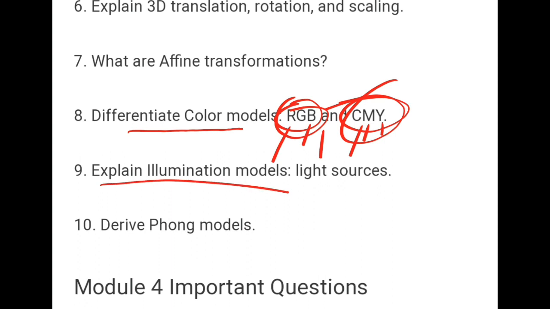Then, explain the illumination models, light sources. What are the different models in light sources? There are three: ambient, diffuse and specular, I'm not remembering exactly, but that is what you have to explain if they ask this question. And finally we have derive Phong model.